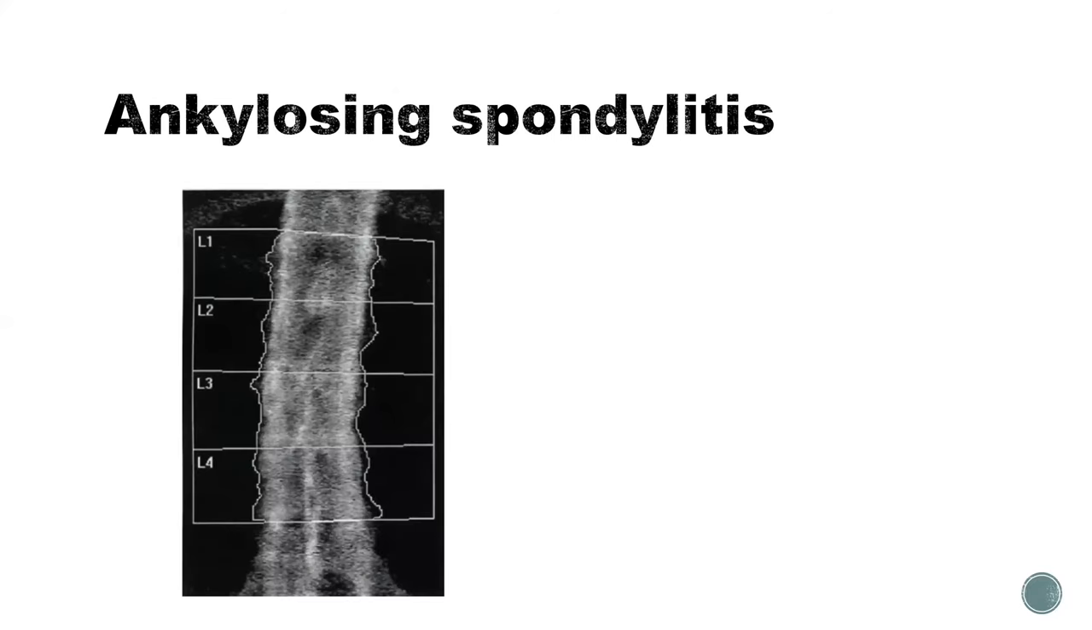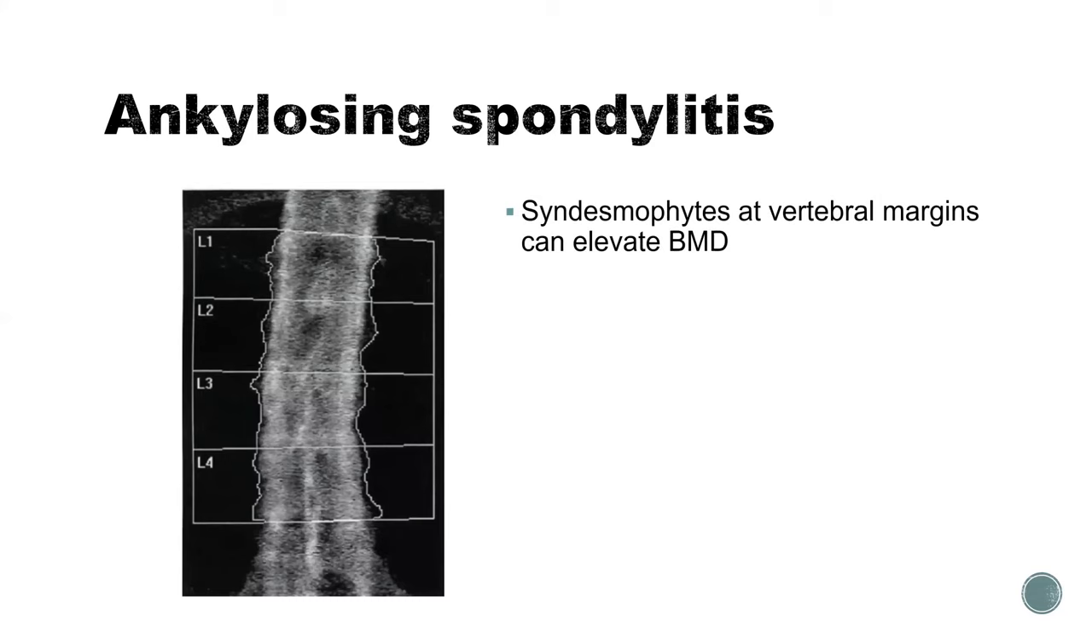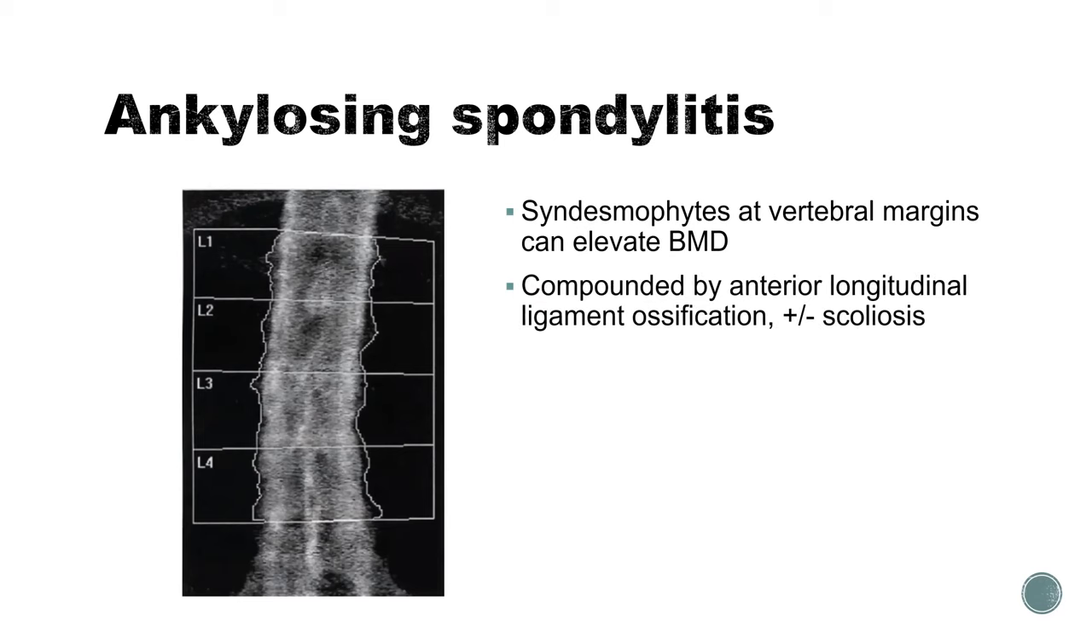So some of the more rheumatological conditions. What happens in ankylosing spondylitis? Well, you would know that you get syndesmophytes. Of course that would elevate bone density because there's extra bone. But you also have ligament ossification, so of course that may well increase your bone density.